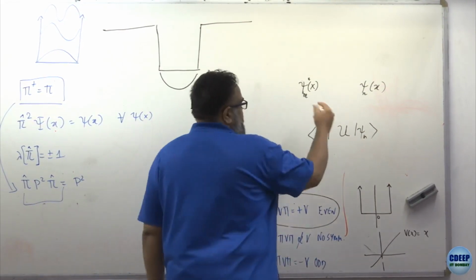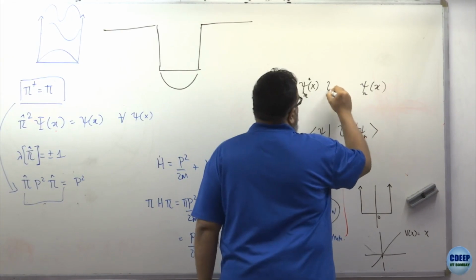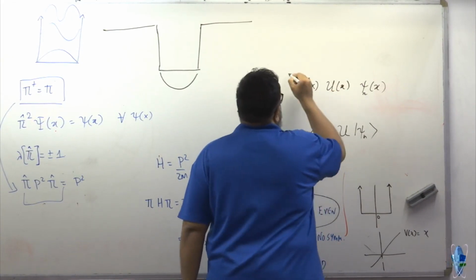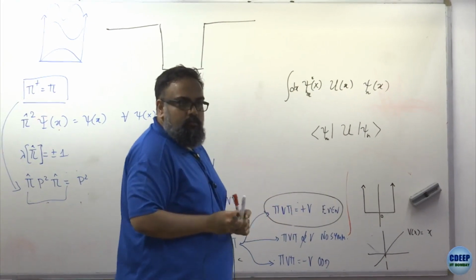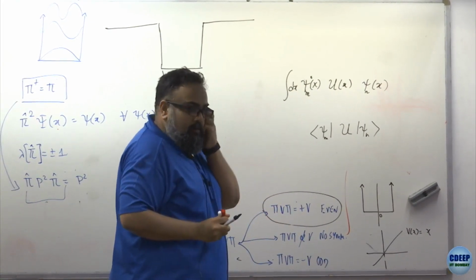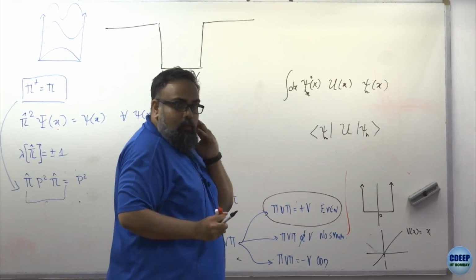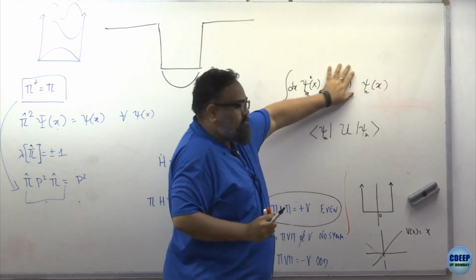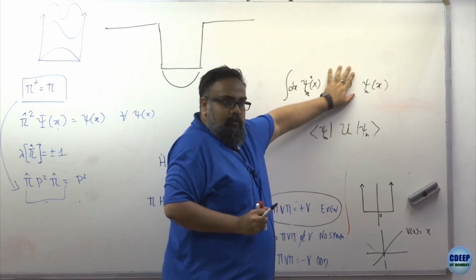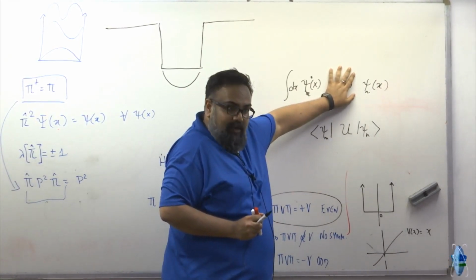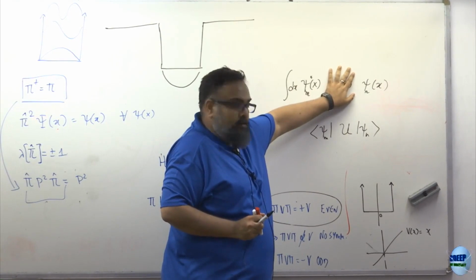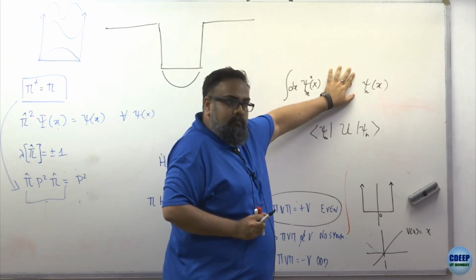So let us say, for simplicity, that I can calculate this by making some integral, something like that, right? Now, what happens? For the moment, just forget about u of x. What did you just classify all your wave functions with? Parity, right? So what are psi n and psi m?